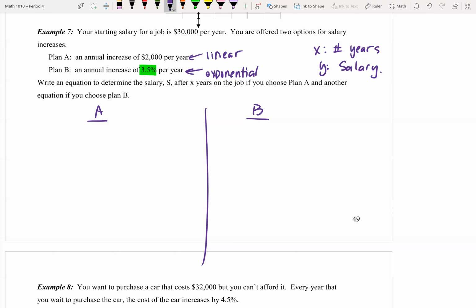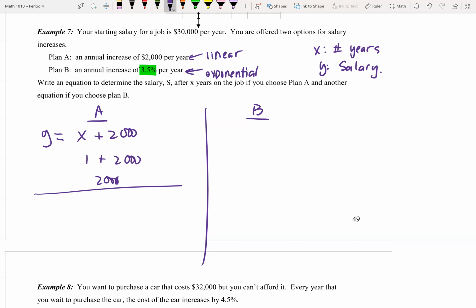I randomly called on a group, and this is what they said. Look, y equals x plus 2,000. So then this is what I said. If 1 year passes, then their salary is 1 plus 2,000, which is 2,001. So they start at 30,000 a year and then they go down to $2,001 a year. Is that right? No. That is not right. Okay, so someone tell me the right equation.